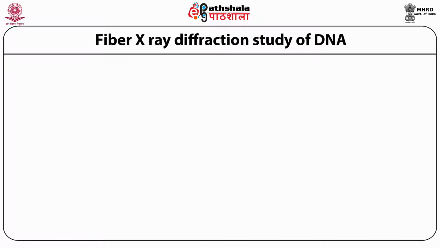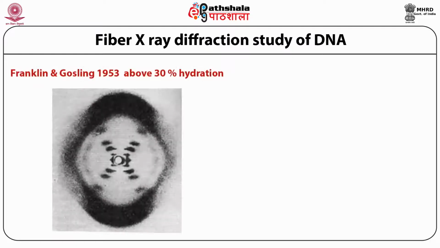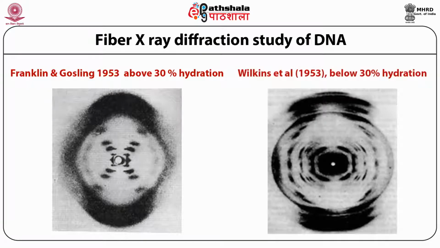We show in this picture the fiber X-ray diffraction study of DNA, first by Franklin and Gosling in 1953, which was above 30% hydration, and second on the right-hand side by the Wilkins group, which was below 30% hydration. In the first photograph, you can see criss-cross patterns. In the second photograph, you see a number of broken arcs, but a lot more information than in the first photograph.